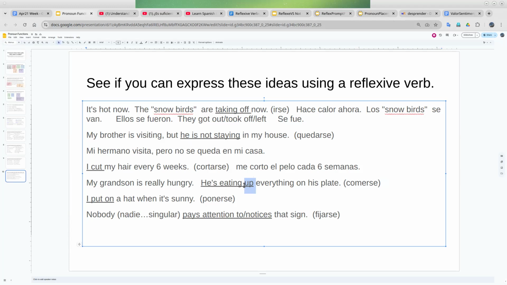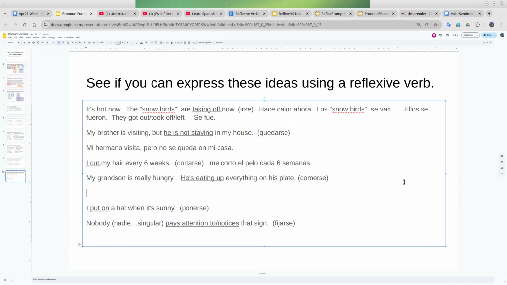I don't know. How did that happen in English? But that's the idea we use. So the idea they use to express that is making that verb comer reflexive. Mi nieto is really hungry. Tiene mucha hambre. And remember, this is something that deviates.